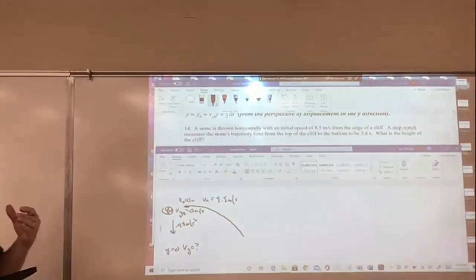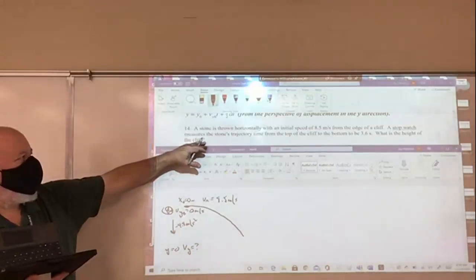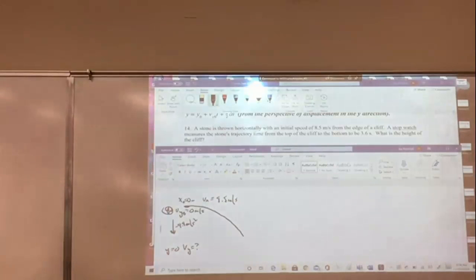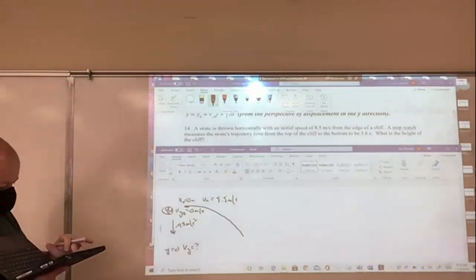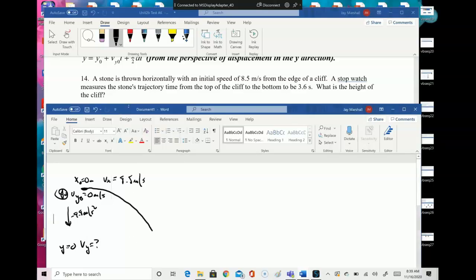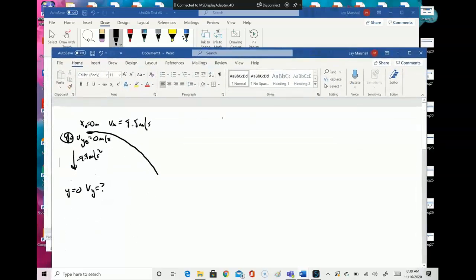So as I'm thinking about this, is y, the height of the cliff, an x thing or a y thing? It's a y thing, isn't it? I only have two y formulas. I have Vy equals Vy0 plus acceleration times time. That's only going to give me velocity, and I have y equals y0 plus Vy0 times time plus 1/2 at squared. Okay? And of course, you'll have these formulas.